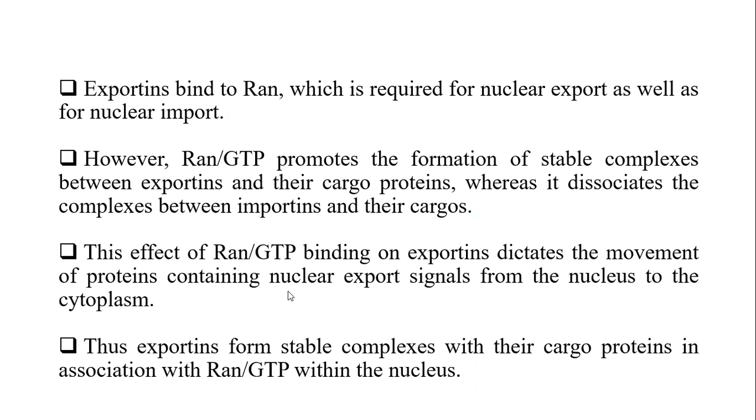Now, same here, like how we have discussed about the RAN GTP involvement with the importins, same way we have got for the exportins also. So exportin binds to RAN, required for nuclear export as well as for nuclear import. So RAN GTP promotes the formation of stable complex between the exportins and the cargo proteins, whereas it dissociates the complex between the importins and their cargos. Okay. This effect of RAN GTP binding on exportins dictates the movement of proteins containing the nuclear export signals from the nucleus to the cytoplasm.